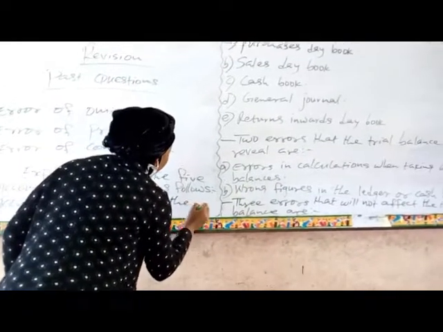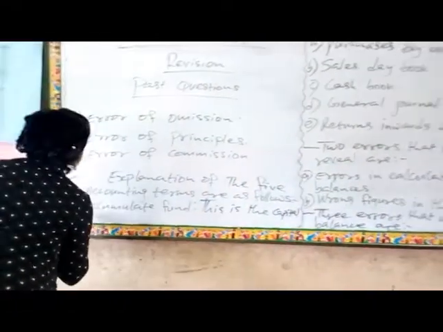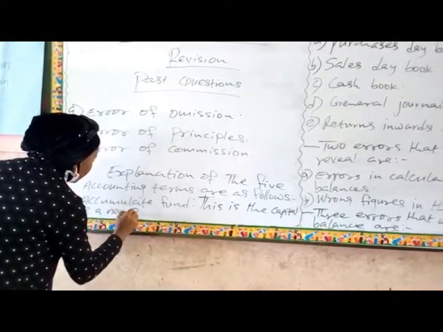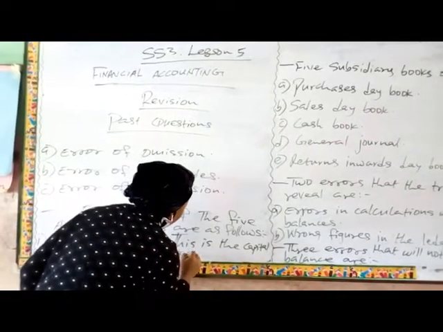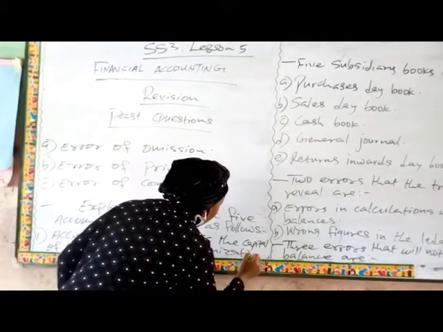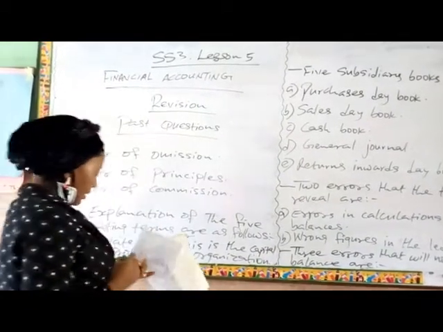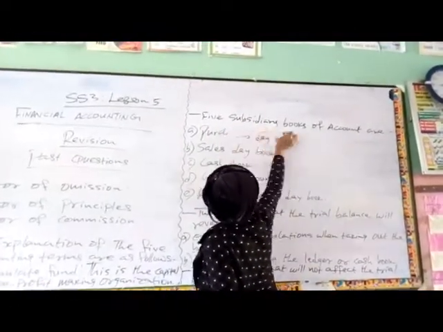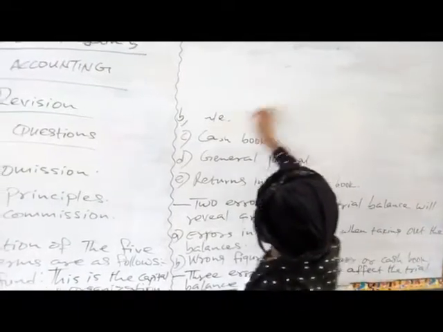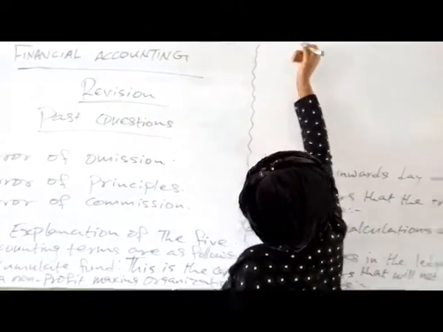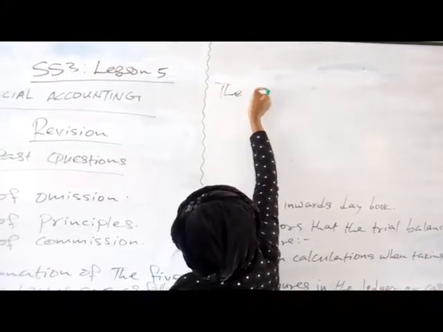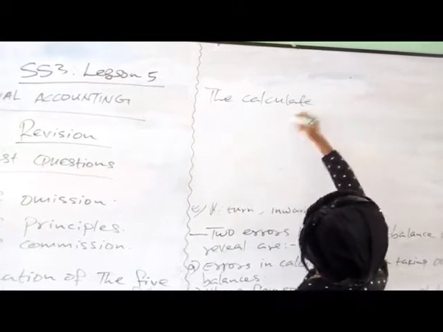This is the capital of a non-profit making organization. That is the definition. So let's go to the answer to explain. We explain more about accumulated fund. Since we have seen that it is the capital of a non-profit making organization, now, how do you get this capital? We said accumulated fund is calculated as total assets minus total liabilities. To calculate accumulated fund.